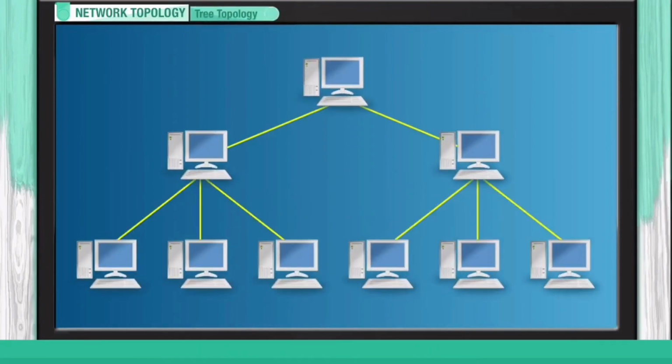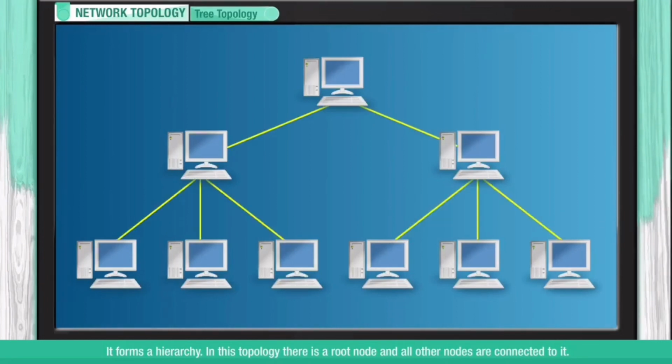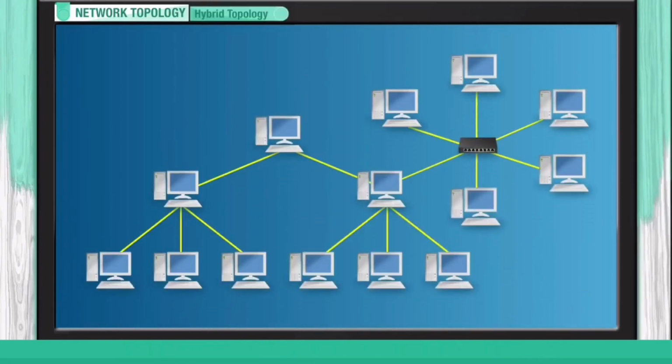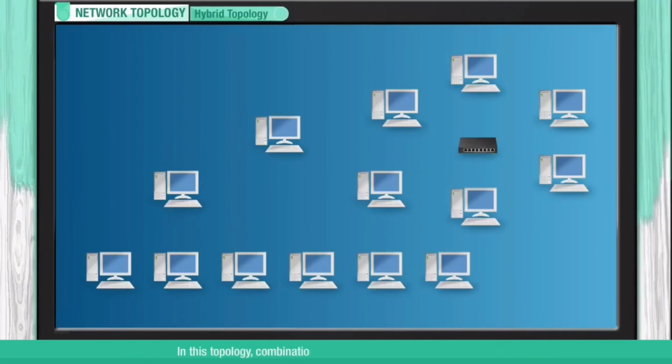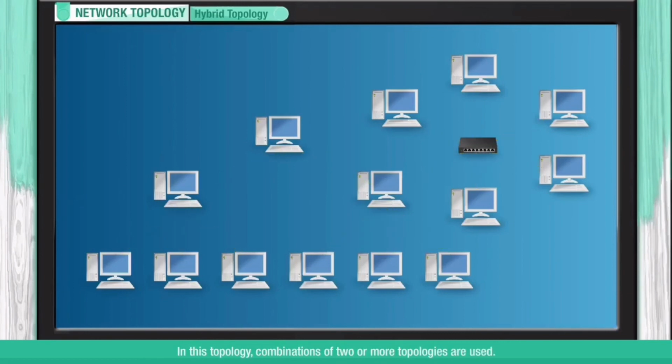Tree topology. It forms a hierarchy. In this topology, there is a root node and all other nodes are connected to it. It is also known as hierarchical topology. It should have at least 3 levels of hierarchy. Hybrid topology. In this topology, combinations of 2 or more topologies are used.